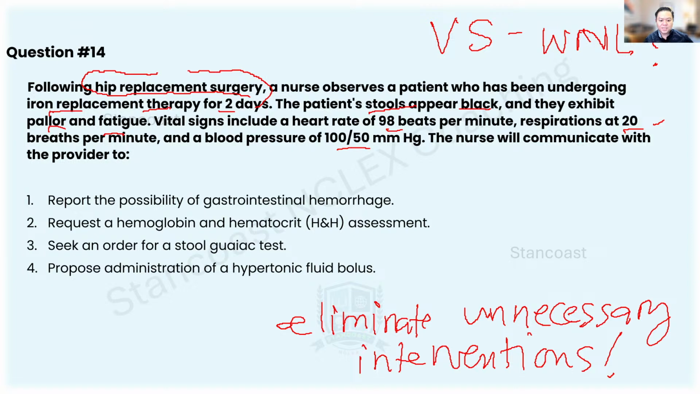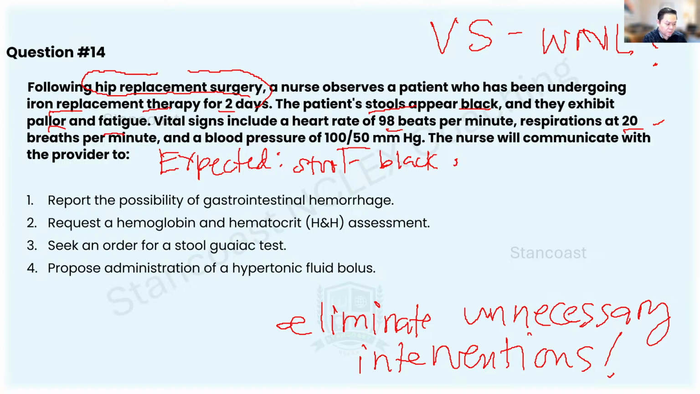Okay. So let's take a look at option number 1. Report possible gastrointestinal hemorrhage. Why would you do that? As we know that the patient is taking iron, it is a normal side effect. It is expected that their stool will appear black. That is an expected finding. Okay? All right. So, do you need to worry about that? Possibly not. And this is not going to indicate GI hemorrhage.